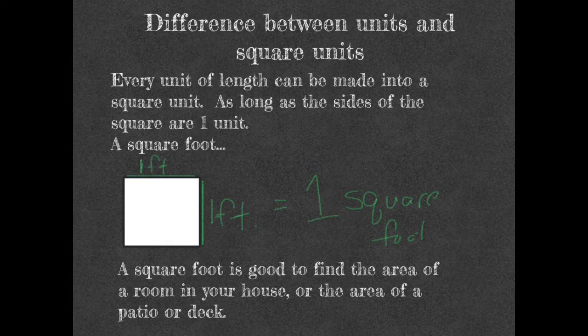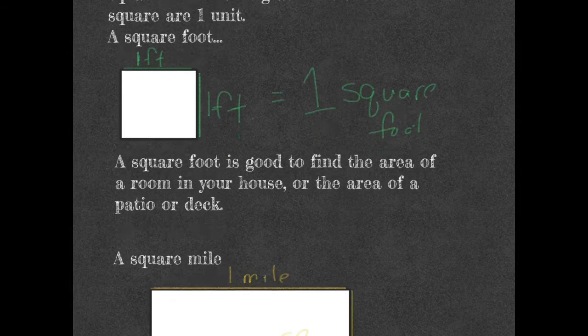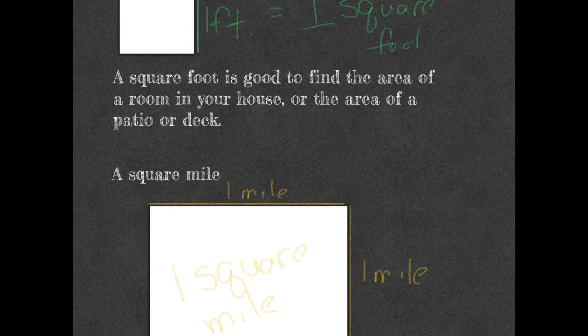So we can get different square units, as long as it's a square. Think about this: every unit of length can be made into a square unit as long as the sides of the square are 1 unit of that measurement. For example, a square foot is 1 foot by 1 foot. A square foot is good to find the area of a room in your house or the area of a patio or a deck. It's much larger than a square inch because an inch is smaller than a foot.